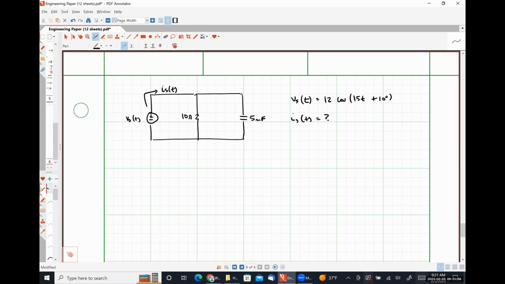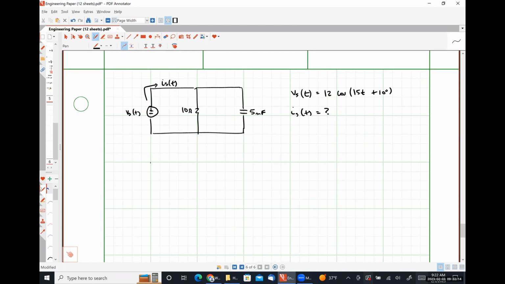Instead, we are going to convert this circuit from the time domain to the frequency domain. So that means we're going to replace all of our voltages and currents with their phasor representation, and we're going to replace all of our resistors, capacitors, and inductors with their impedance, okay? So what is the phasor representation of my source voltage?